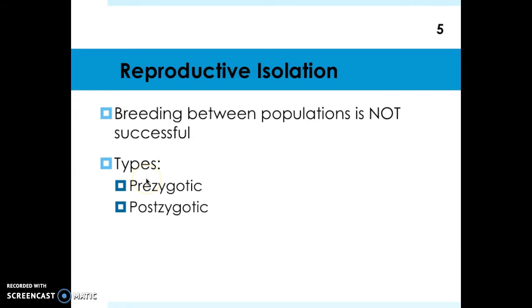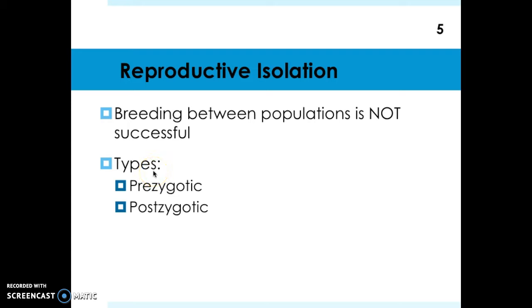So let's talk about reproductive isolation. This is something that, once a species diverges, keeps those species separated. It's when the breeding between two populations is not successful, so they are not able to successfully produce viable offspring, which is the definition of a species. That's what's keeping those species separate.